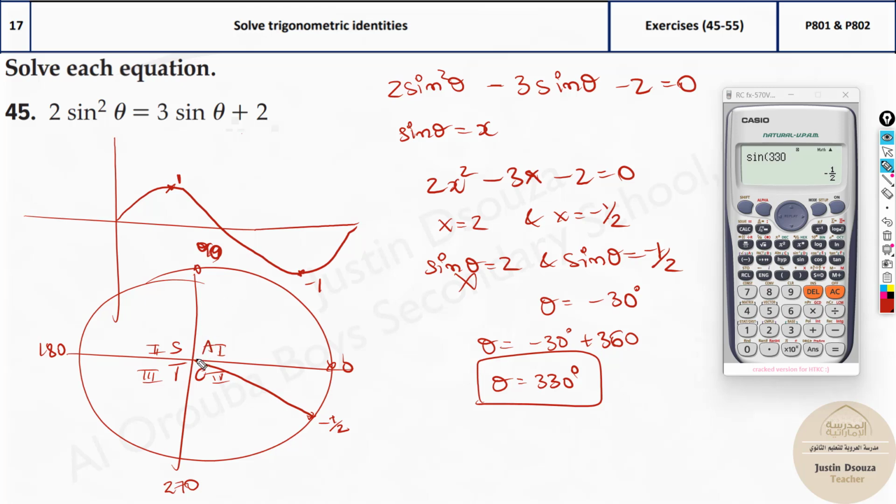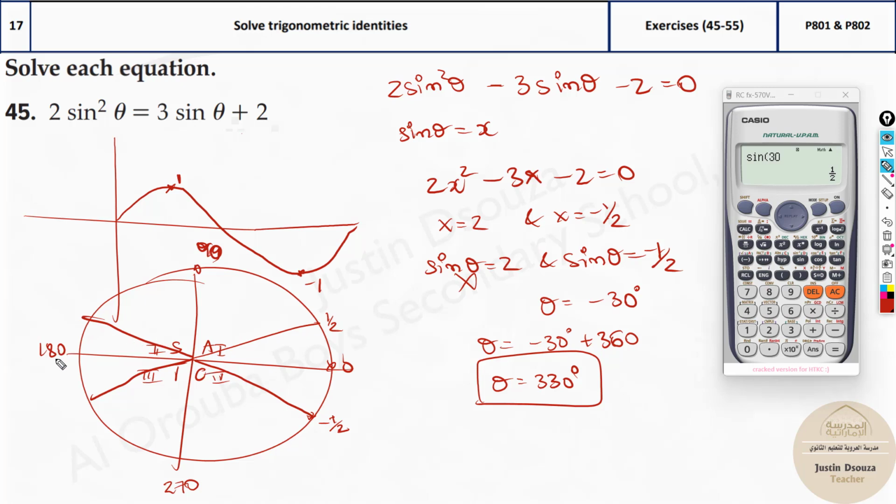So if this much is the space, it'll be sine 30. It should be half. Let me just show you. Sine 30 degrees is positive half. Now if you know the unit circle, you will get this easily, but I'm just trying to tell you the shortcuts here. It'll be something like this.